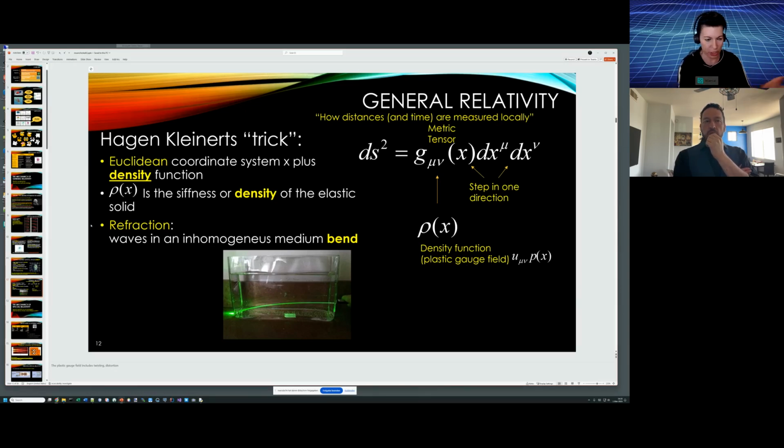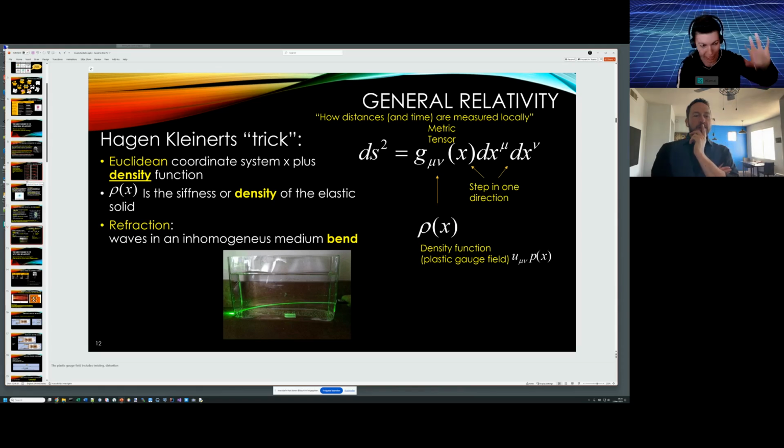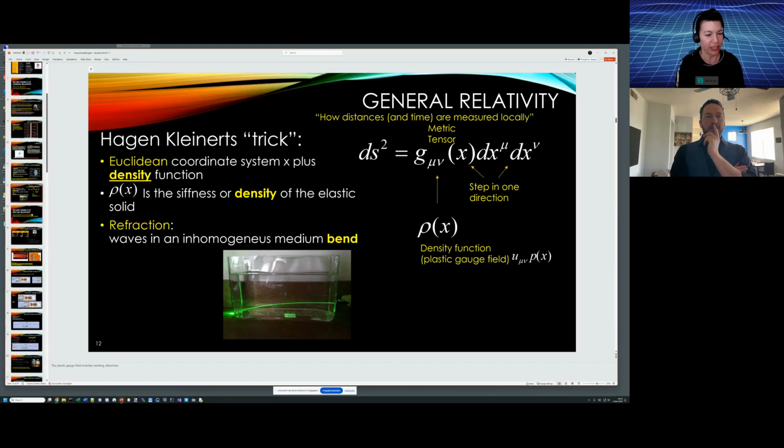So that's about as far as I will go with general relativity, if that's okay, because otherwise I have like 60 slides. Okay, so if that's okay, I'll go on to the next puzzle piece, that's special relativity. Yeah. So I think we covered that part.